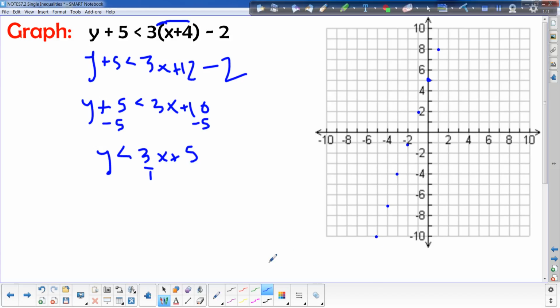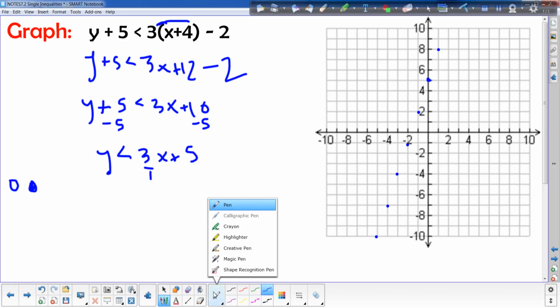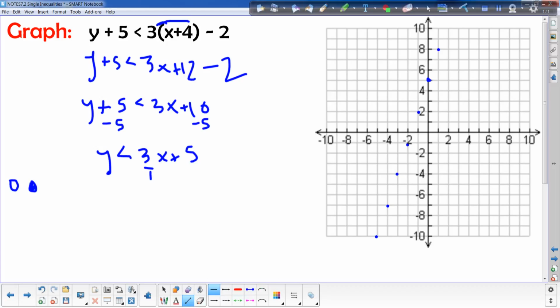But this time it's a little bit different. I don't have a less than or equal to, I just have a less than sign. So like before, when we did open circles or closed circles, well now we're doing solid lines or dotted lines. So really I just want a dotted line that goes here. So I'm going to do this guy. Okay, I just want it to be dotted because it was a less than.